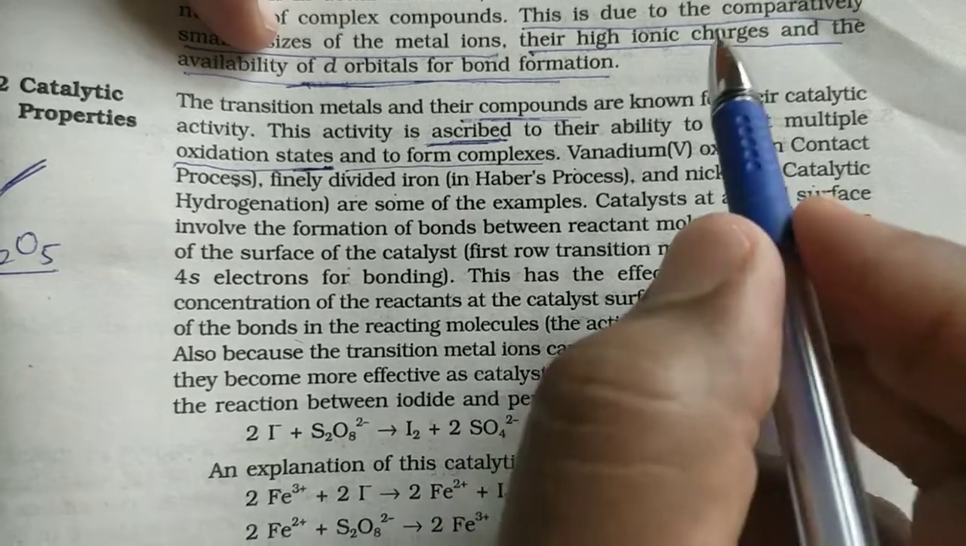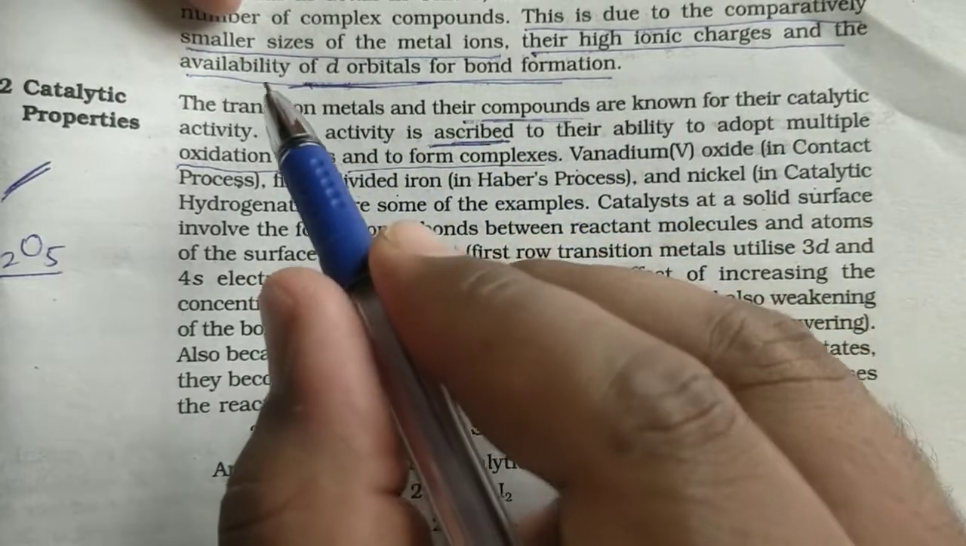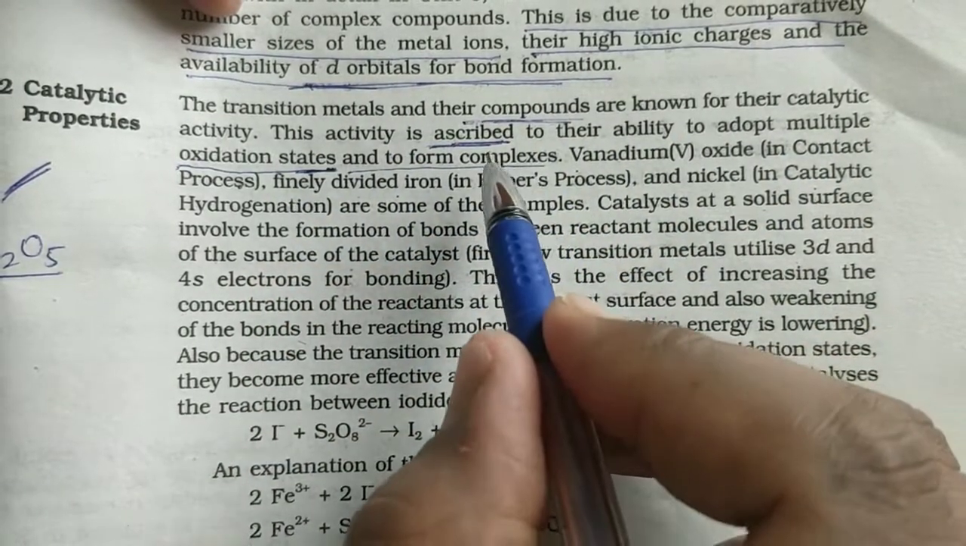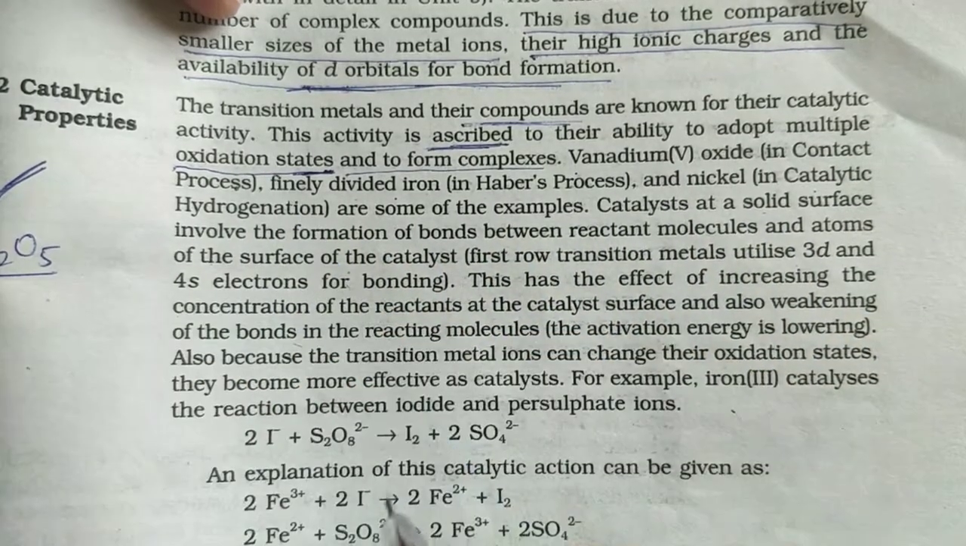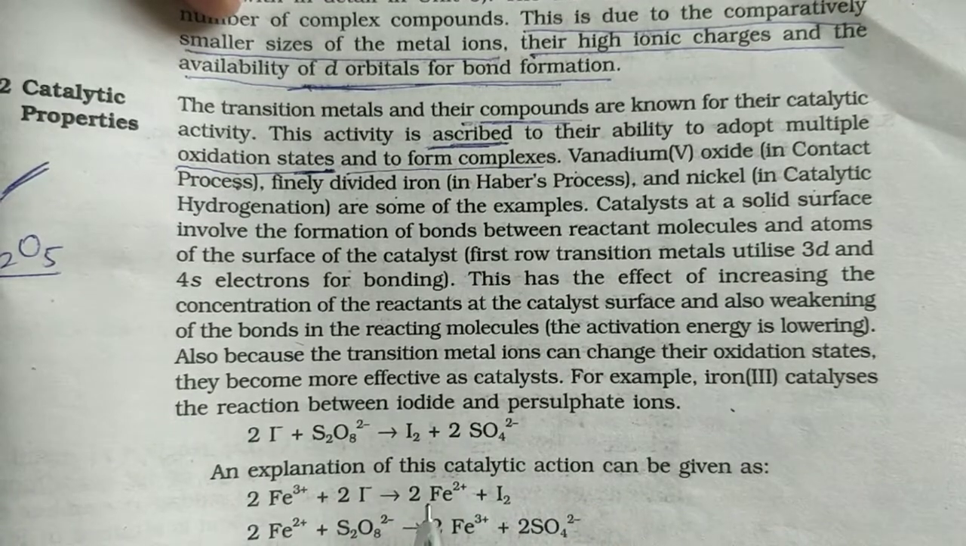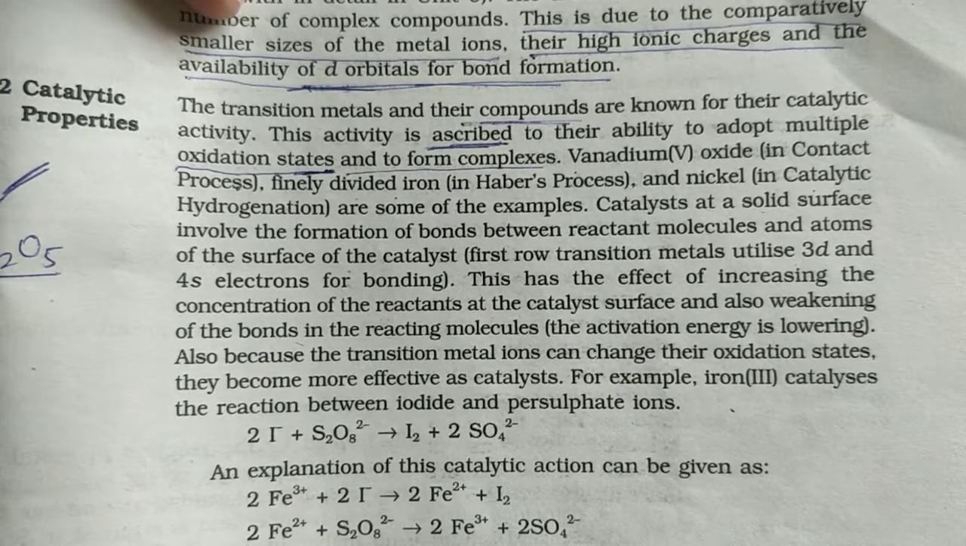That's why, due to the comparatively smaller size of the metal ions, their high ionic charges and thus availability of d orbitals, it is ascribed to their ability to adopt multiple oxidation states. This is explained here. Fe3+ is able to be converted to Fe2+. Again, Fe2+ reacts with the second reactant S2O8²⁻ to be converted to Fe3+ plus 2SO4²⁻. Our products are I2 and SO4²⁻. We got them, along with Fe3+ coming back.